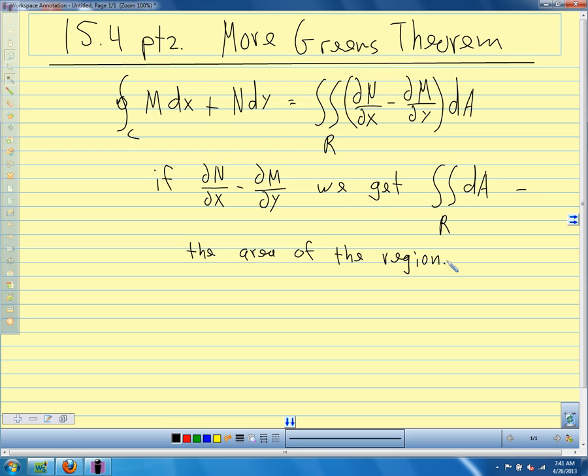So if we're trying to find the area enclosed by some simple closed curve, and we can pick M and N such that this quantity turns out to be 1, then we can find the area of that region by evaluating a line integral rather than evaluating a double integral. And sometimes evaluating that double integral to find the area can be difficult. So if we can pick our M's and N's so that this quantity comes out to be 1, we can find the area with this line integral.